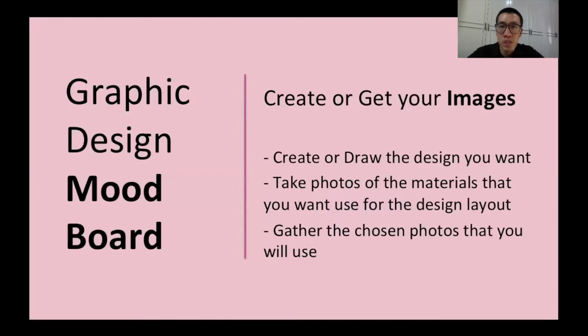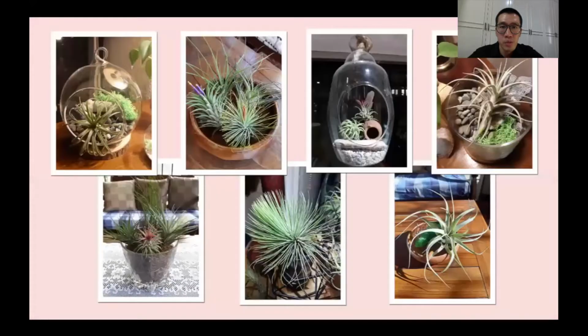That's why you need images. You have to know the image that you want to use. Now, if you don't have any images in mind yet, maybe you can draw or create it. Or if you can't find any photographs, maybe you can take your own photo. And then once you have these things, you can gather them up and place them on your mood board. So I have here some collection of my air plants. By the way, I love collecting air plants. So I took photos of it.